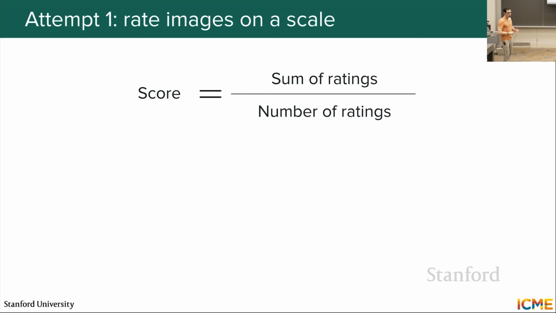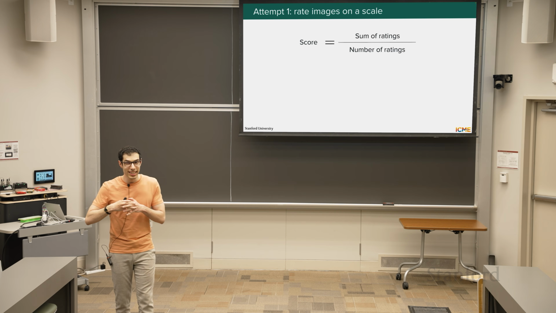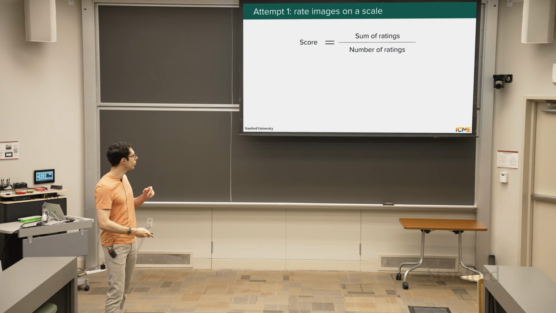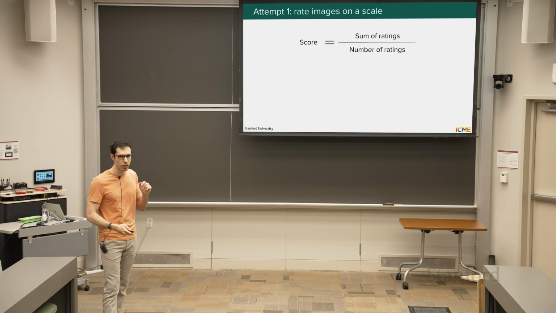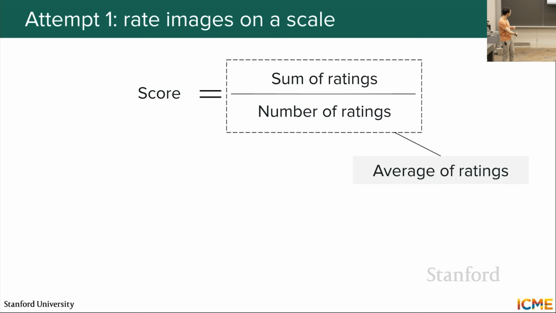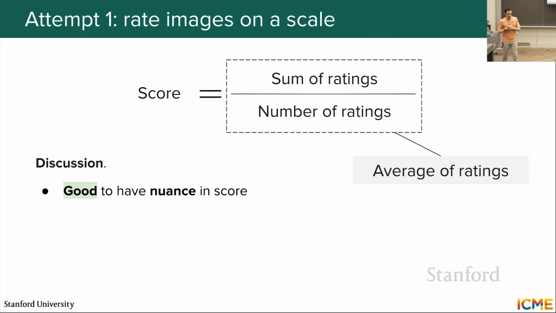Then what you would do, in order to measure the performance of your model across a data set, is take the average of the ratings. So you would do the sum of the ratings over the number of ratings, which you can call the average rating. So the good thing with this score is it is nuanced, because you have a way to distinguish a very good image versus a good image but not a great image, and so on.